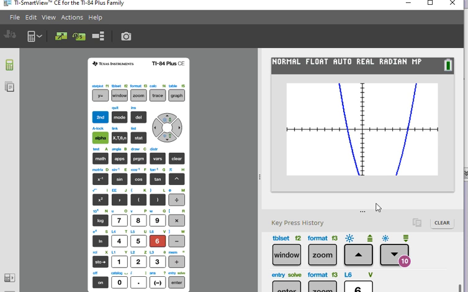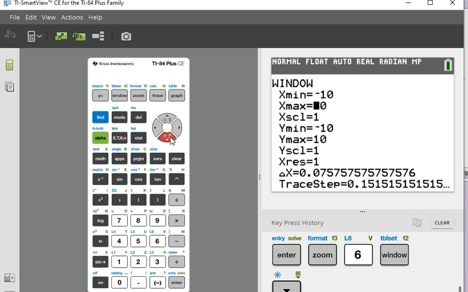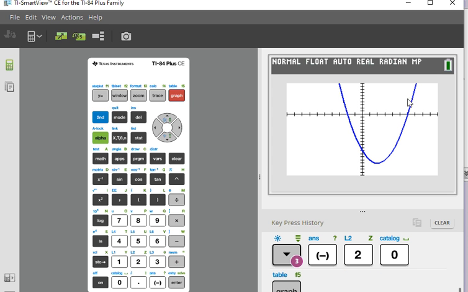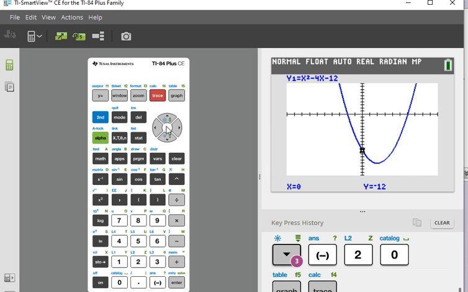The only downside is you can see it doesn't go down far enough. So if I go to window, I can make that Y minimum go down. We know that the vertex is at -16, so let's make it go down to -20. Then if I ask it to graph it now, it gives it a graph. The downside is it's kind of pixelated, so it's not going to be great. If you hit this little trace button, though, it will allow you to move along points on the graph. So there you go. So you can check using the graphing calculator, make sure that you're in the right ballpark.